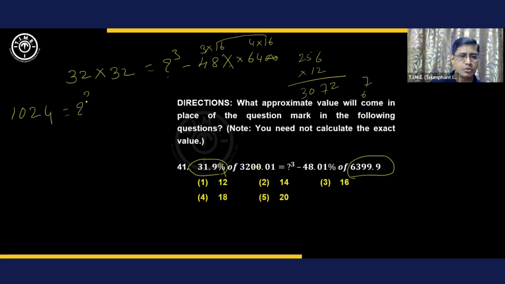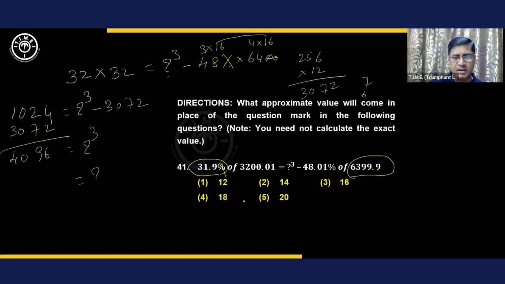1024 is equal to question mark square minus 3072. Am I right? Now simplify this by taking the numbers on one side, variables on the other side. So 3072, by adding this, it will give 4096 is equal to question mark cube. The value of the question mark is 16. So what is the right choice? Option number 3. Third choice is the right answer.